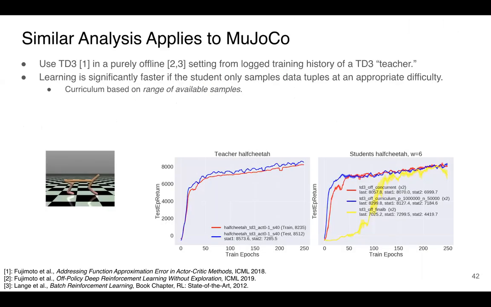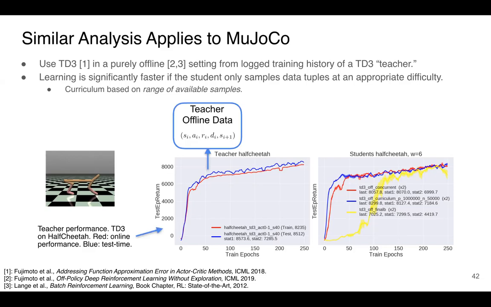We have also shown some similar analysis in MuJoCo environment, where now we're in continuous control. So the base algorithm that we use is twin delayed DDPG. Here, the teachers, we're going to run them using normal TD3 on an environment like HalfCheetah. That gives a set of data from the teacher's logged training history. Okay, now that we have all this data, we have students. The students are also TD3 agents. So what's the ideal way that they can learn in an entirely offline fashion from that teacher data?